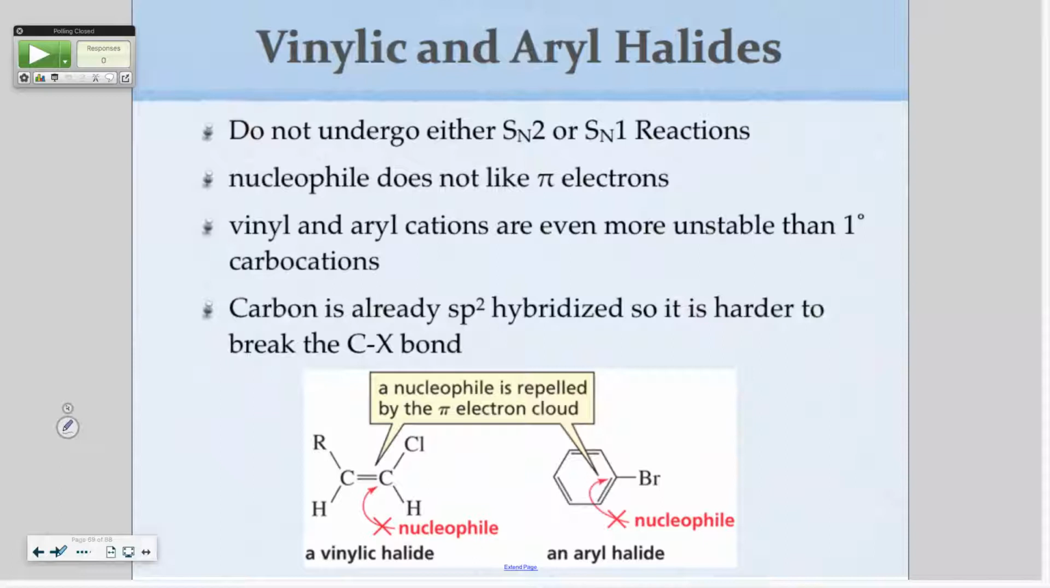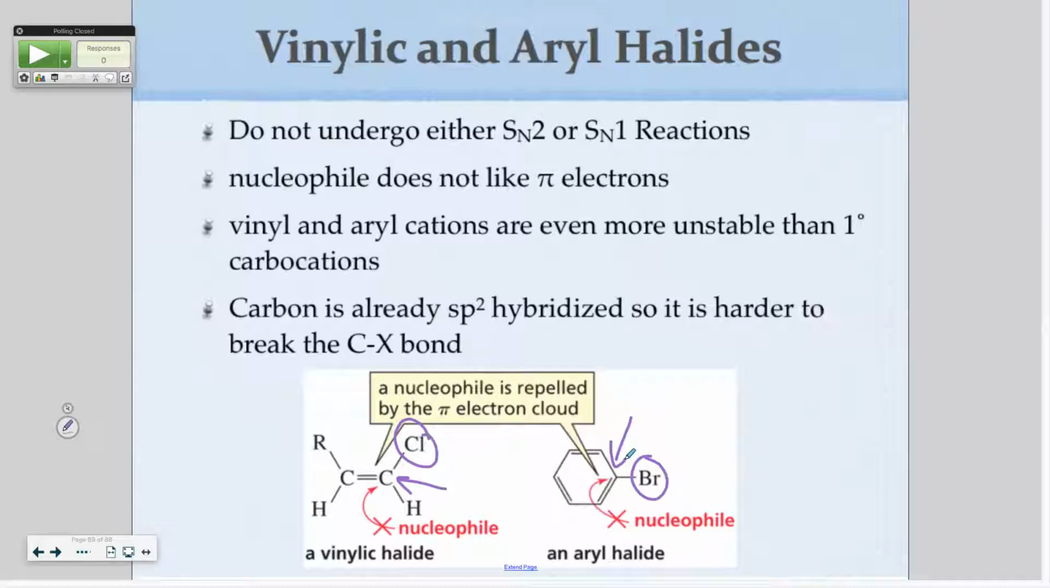Okay, vinylic and aryl halides. Vinylic is where the halogen is connected to the carbon of the double bond, and aryl is where the halogen is connected to the carbon of the benzene ring. Those do not undergo either SN1 or SN2 reactions. They don't do either one. The nucleophile does not like to come in when there's pi electrons there like that.